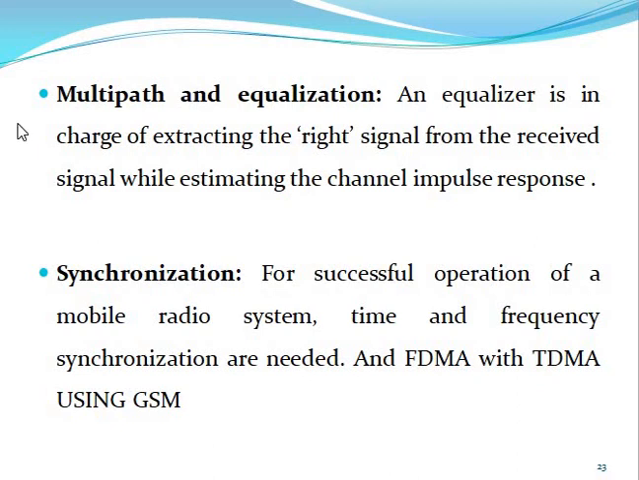So multipath and equalization. The equalizer extracts the right signal from the received signal while estimating the impulse response. So what is the path? It changes the exact right signal and the received signal, and establishes the channel and imposes it on the particular signal. When you do not receive your particular signal in time, at that time you use and establish some channel and use the particular network.